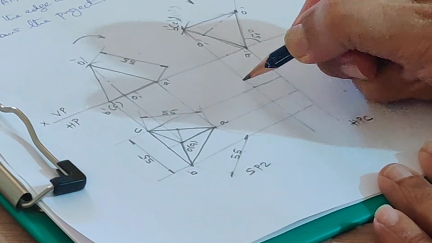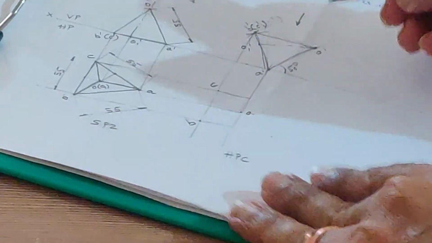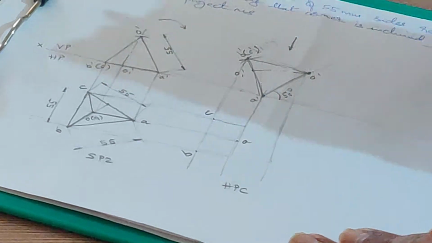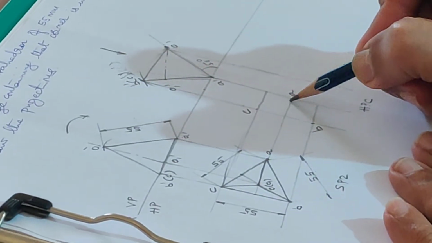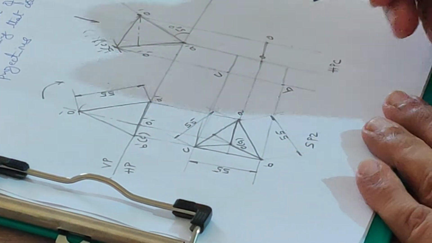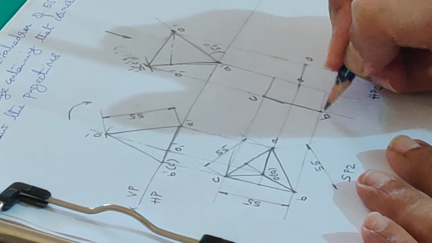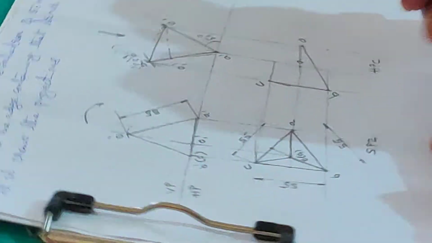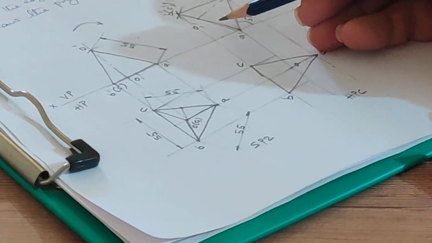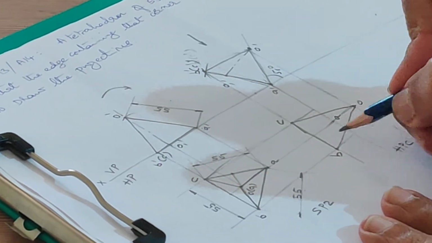Now this is point C, this is B, this is A. Let me project the apex, or the vertex, also. Here it should lie. Now let me draw the boundary. This is the boundary.